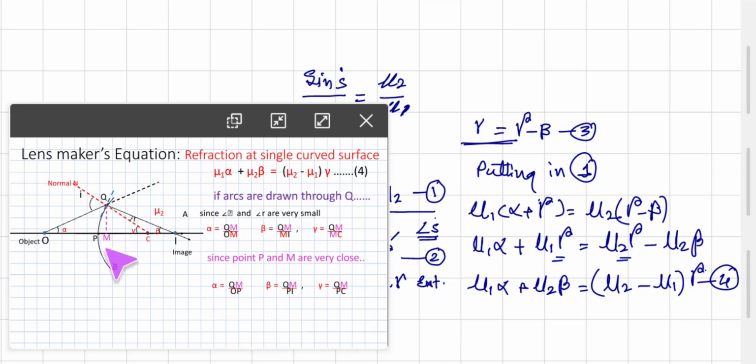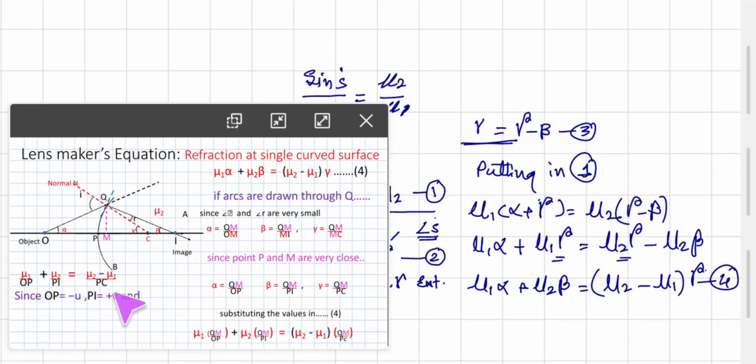So QM divided by OP, then beta is equal to QM divided by PI, and gamma is QM divided by PC. So here we get the things. Instead of M, we are considering P, since P and M are at the same place. Now, substituting the values of alpha, beta and gamma in equation 4. Here we have alpha, here we have beta, and here we have gamma. Now we are going to put these values in that equation written here.